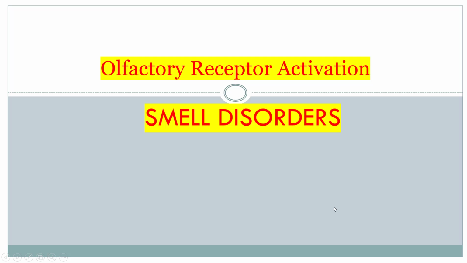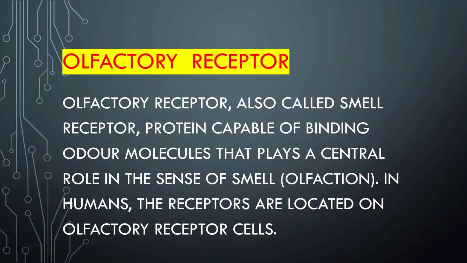Today I am going to discuss olfactory receptor activation and abnormality or smell disorders. Olfactory receptors. Olfactory receptors, also called smell receptors, are proteins in nature capable of binding odor molecules that play a central role in the sense of smell, which is called olfaction. In humans, the receptors are located on olfactory receptor cells.